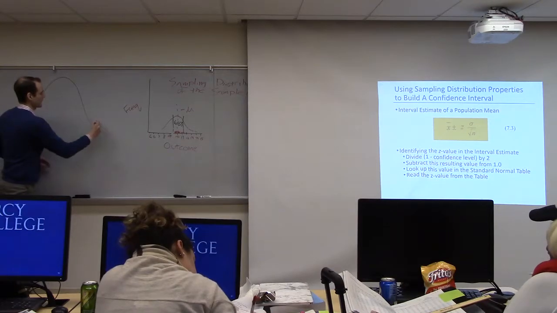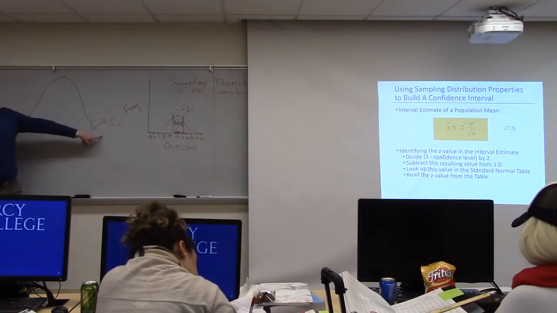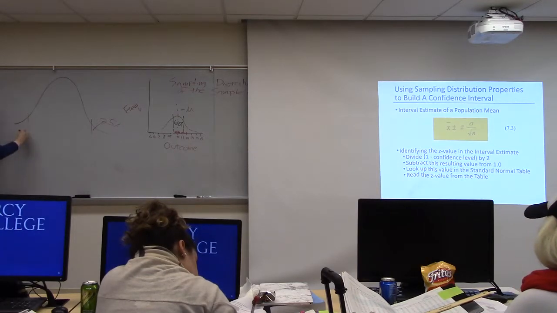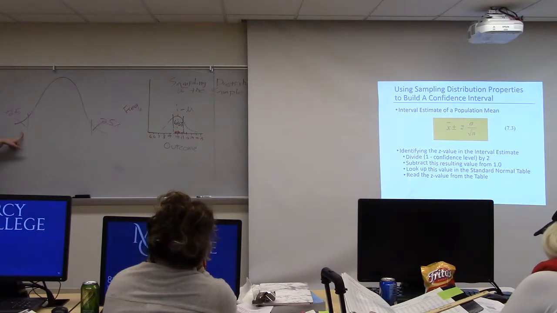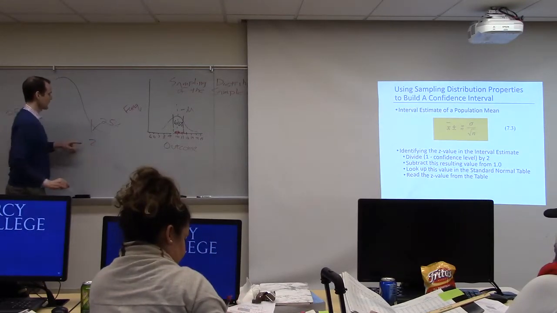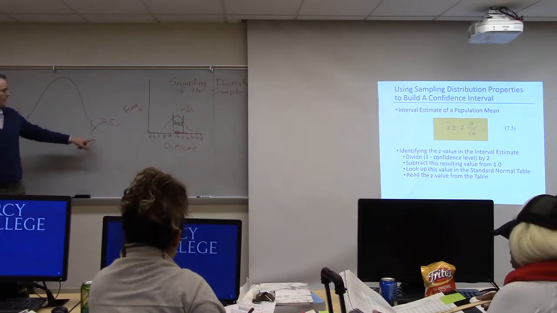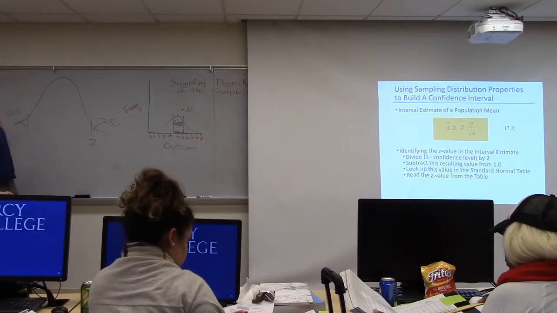So there is going to be 2.5% of the time where we will talk to too many rich people and get too high of a sample mean, and 2.5% of the time where a sample mean will be too low. So for 95% confidence, we need the Z value that separates the upper 2.5% from the bottom 97.5%.